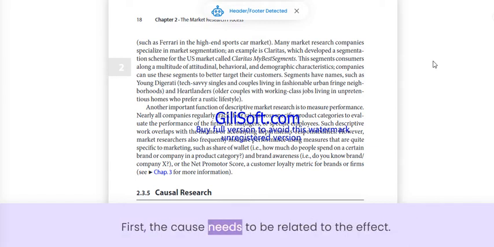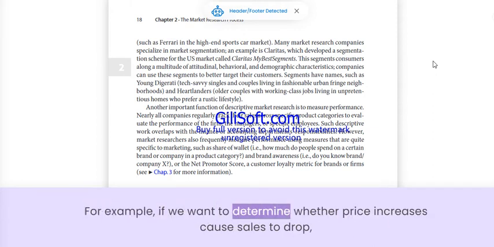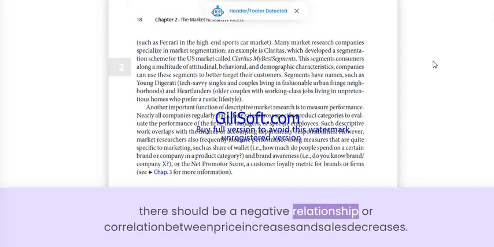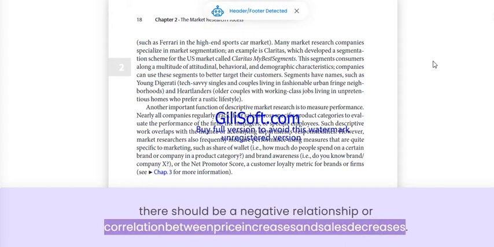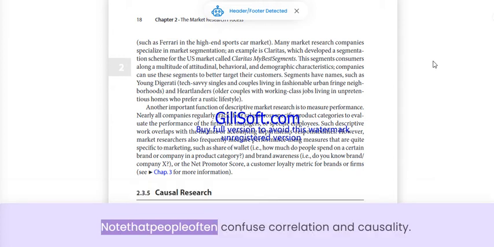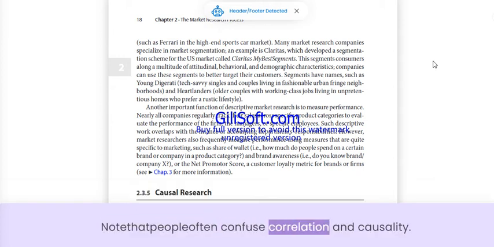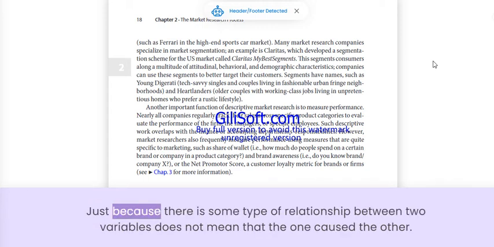First, the cause needs to be related to the effect. For example, if we want to determine whether price increases cause sales to drop, there should be a negative relationship or correlation between price increase and sales decreases. Note that people confuse correlation and causality. Just because there is some type of relationship between two variables does not mean that the one caused the other.